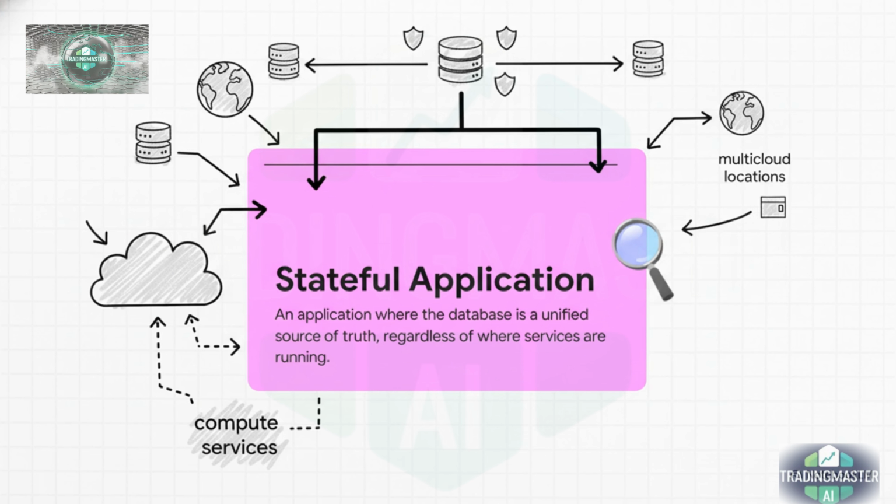Okay, first things first. This whole vision starts by changing how we define our applications. We need to start thinking about them as stateful applications. What does that mean? It means the database isn't just some sidecar you attach. No, it is the heart of the application. It's the single, unified source of truth. And our number one job, our primary job, is protecting its integrity and making sure it's accessible no matter where the app services are actually running. On-prem, across multiple clouds, doesn't matter.